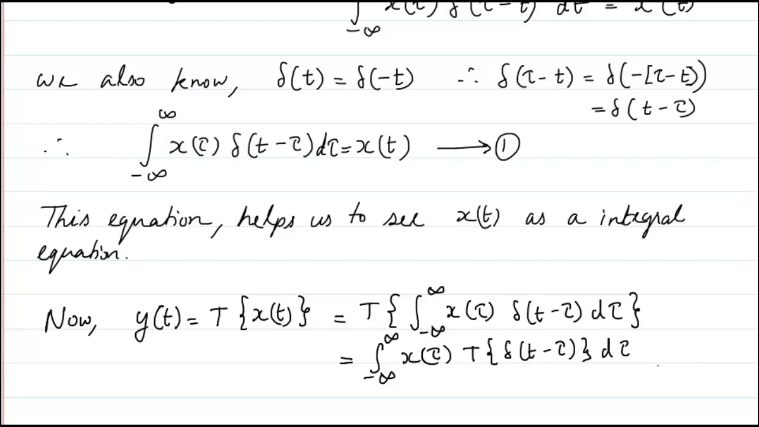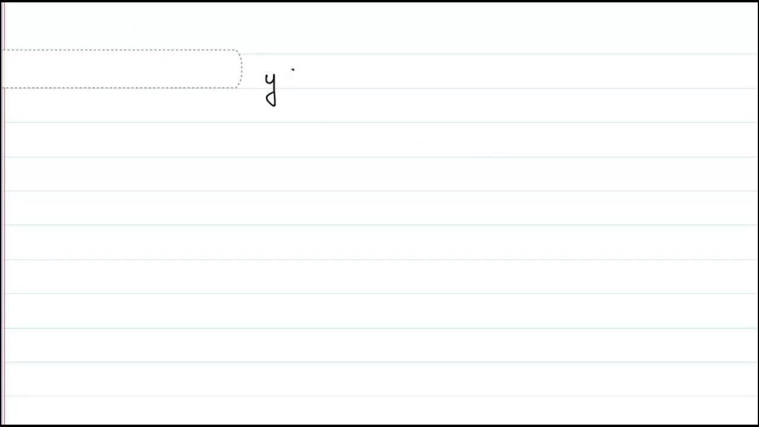So the transformation of delta t minus tau. If that is the case, then I can write that equation again here. y of t is equal to the integral from minus infinity to infinity of x of tau times the transformation of delta t minus tau, then the remaining d tau.